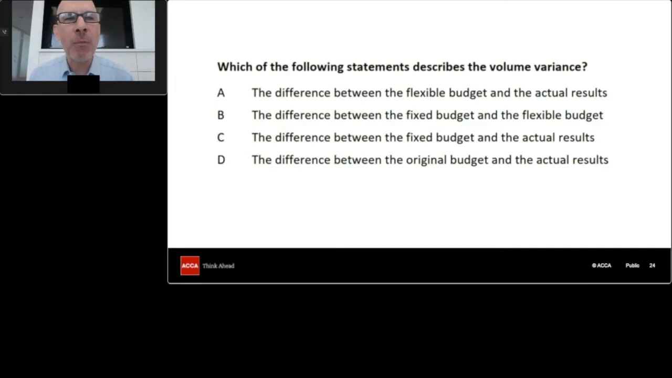Let's move on. One more question here. Then we're going to keep moving. Which of the following statements best describes the volume variance? Whoever can pop that into the group chat window gets a virtual candy, okay?